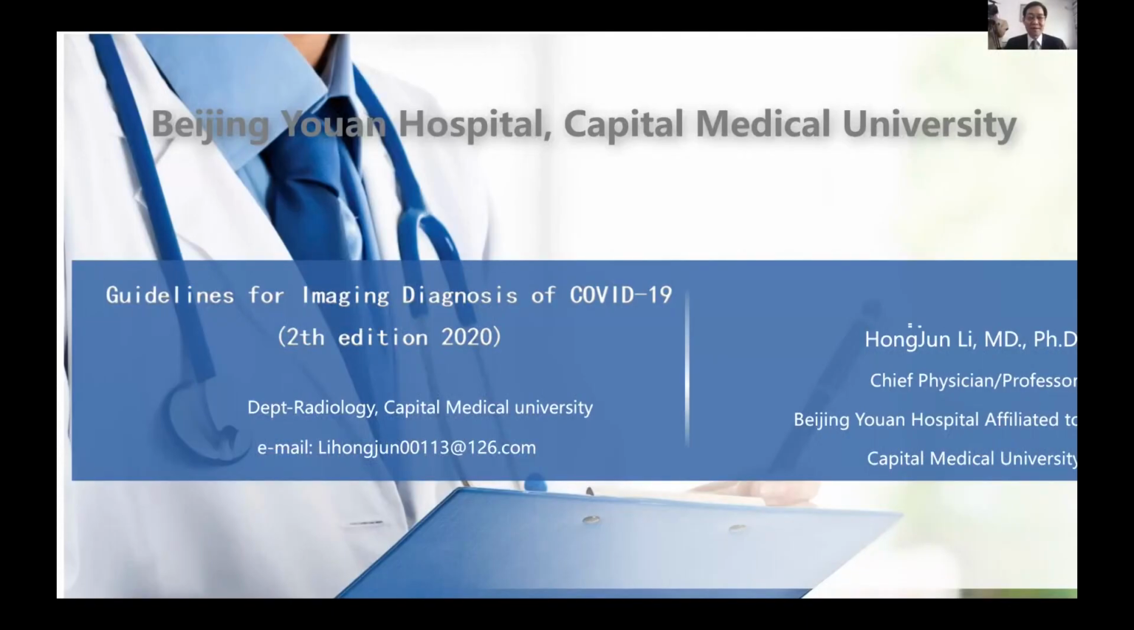Dear Professor and everyone, this morning I want to share the Guideline for Image Diagnosis of COVID-19, 2nd edition, 2020.